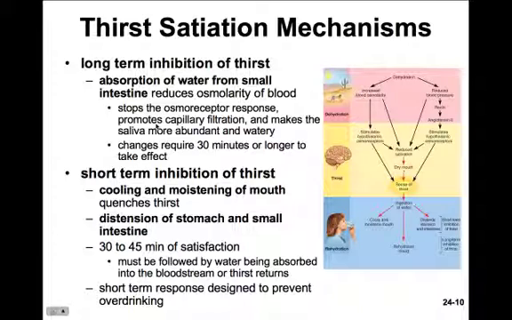So then short-term inhibition of thirst comes in. When you initially have a drink of water, the coolness and the moistening of the mouth actually quenches the thirst directly. Distension of the stomach and small intestine from the added fluid volume will also cause satiation of thirst fairly rapidly. And this will only last about 30 to 45 minutes. It has to be followed by actual fluid being absorbed and making its way to the hypothalamus and shutting down the desire to drink or thirst.